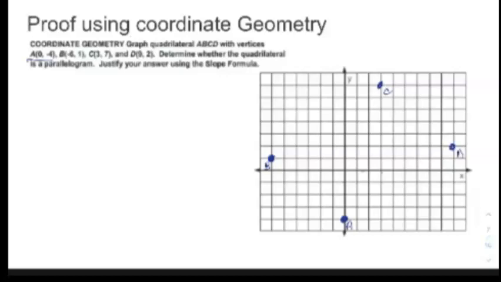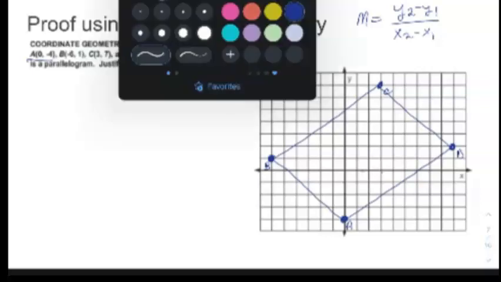So far it looks like we could have a parallelogram, but we need to prove it with our math. We need to remember what defines a parallelogram. We want to use the slope formula: m equals y2 minus y1 over x2 minus x1. We're going to check each of our segments to see if we actually have parallel segments. So let's do that very quickly.